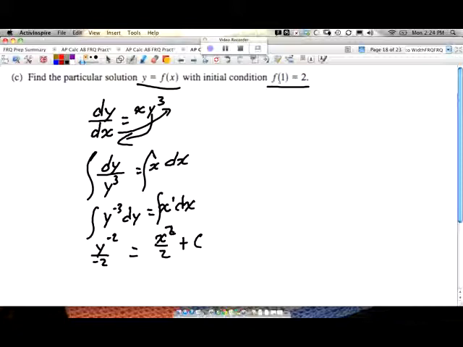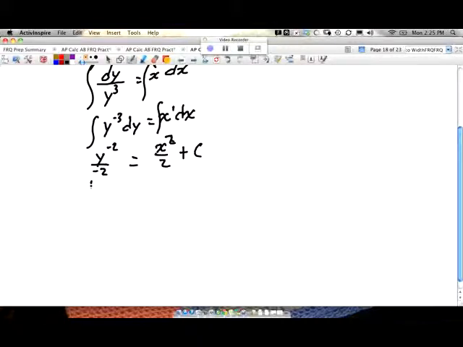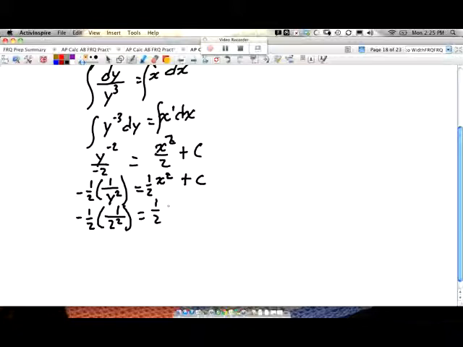We know that f of 1 equals 2, so I'm going to plug in 1 for x and 2 for y, and let's see what happens. So this left side, to simplify it just a little bit, that would be negative 1/2 times 1 over y squared equals x squared times 1/2 plus c. So negative 1/2 times 1 over 2 squared is going to equal 1/2 times 1 squared plus c.